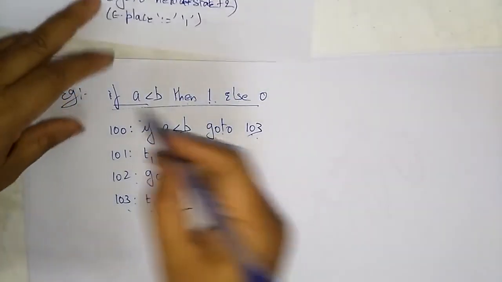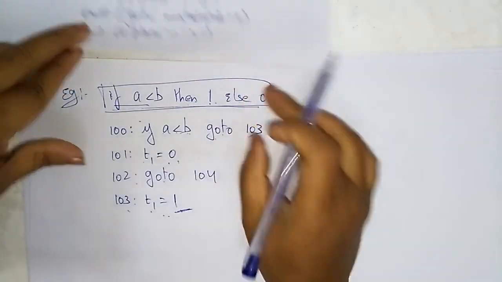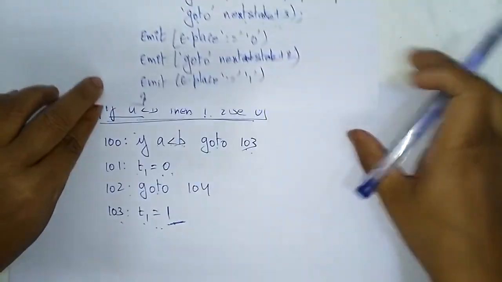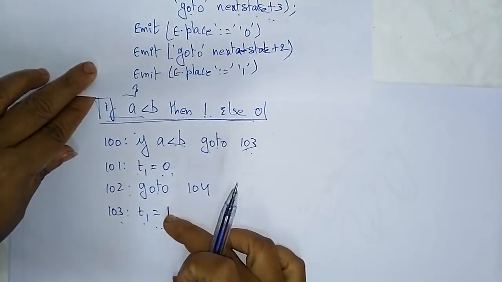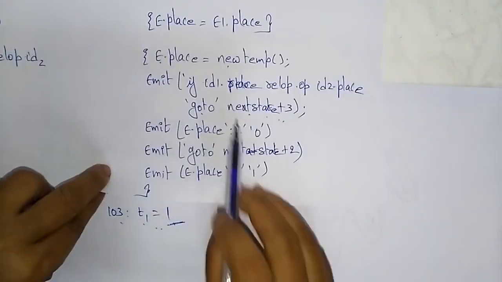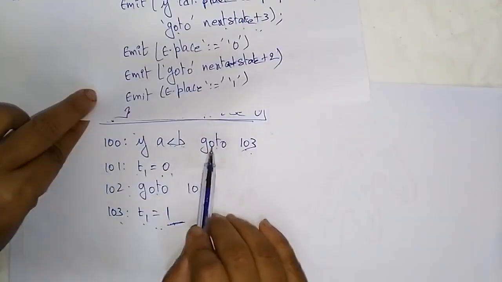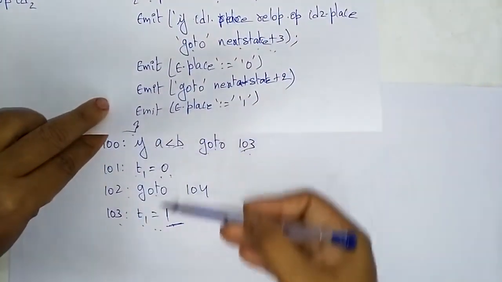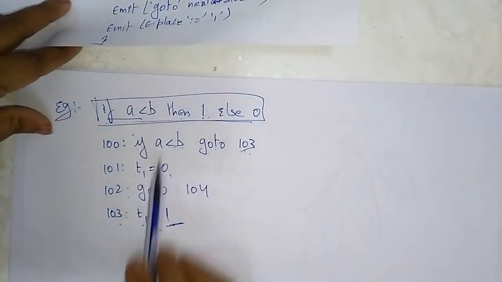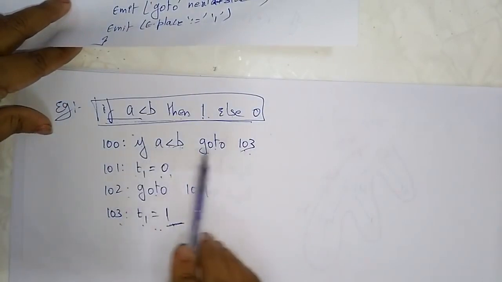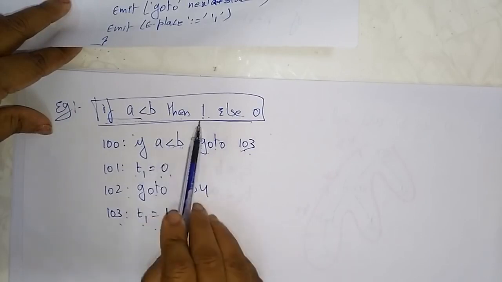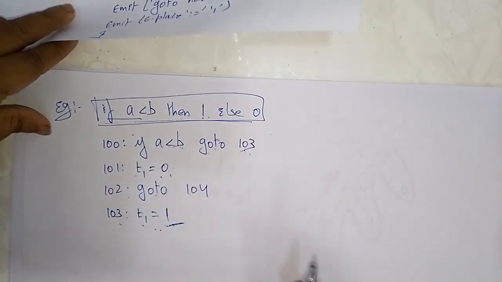I hope you understand. So this is an example. By seeing this production, this is the production and this is the action, the series of steps is here. If A less than B, okay, next statement plus 3. So go to 103 and whatever the statements are here, just write here and check whether the statement is correct or not. If A less than B, go to 103. So what is there in 103? T1 is equal to 1. Okay, that is our question and we get the answer.